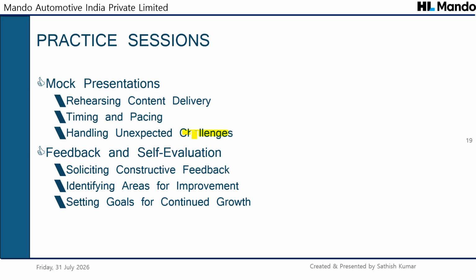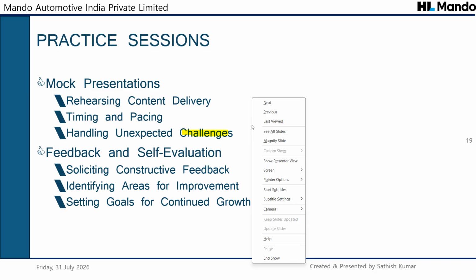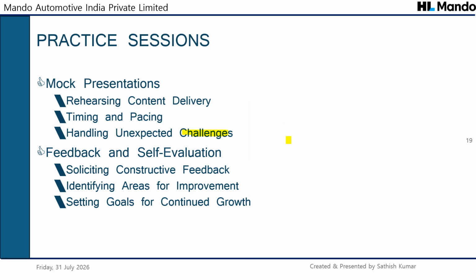Right click, pointer options, and you can change the color of your laser, your pen, and your highlighter also. But I want my mouse to turn like a laser pointer. How can I turn the mouse into a laser pointer? Control L, so your mouse will turn into a laser pointer. When I press escape, it will come out of the slideshow.